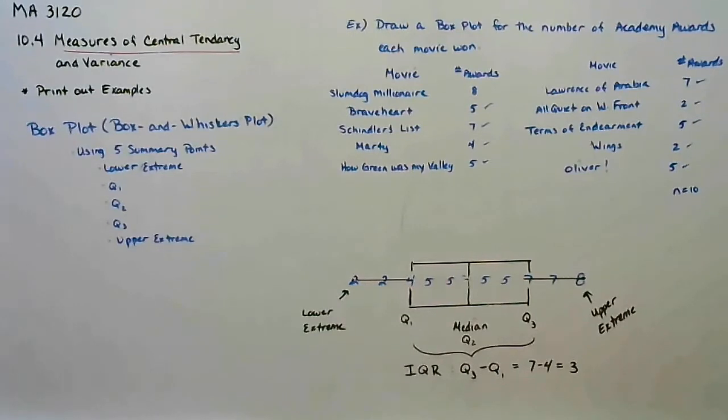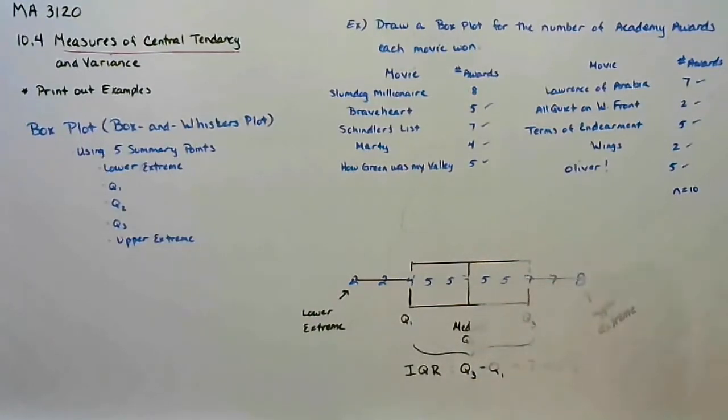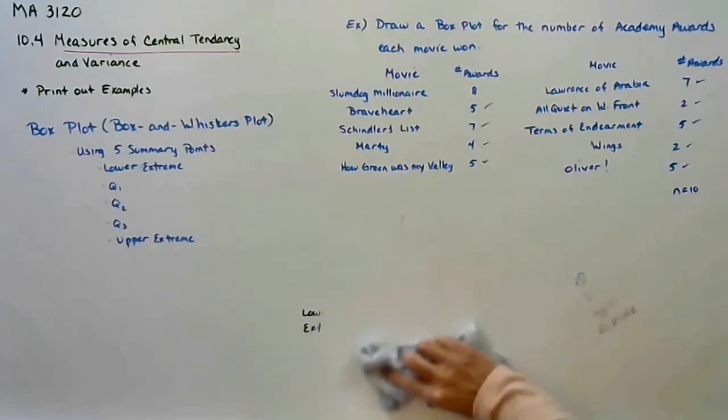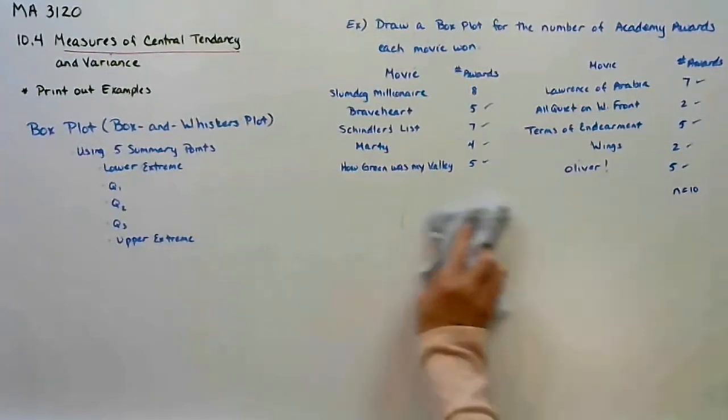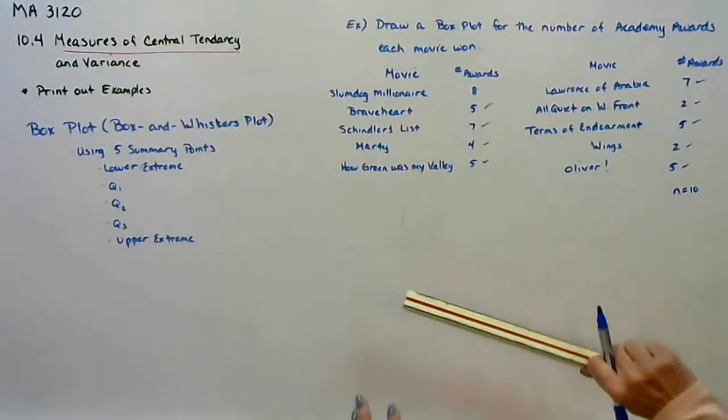Okay, so let's do this again. I'm going to keep the data the same instead of starting a whole new example. But I did give you a second example in those notes if you want to try it. All right, so if I look at my data points, I can see that the lowest data point is 2 and the highest number of Academy Awards was 8.